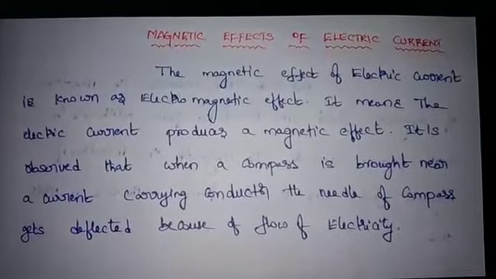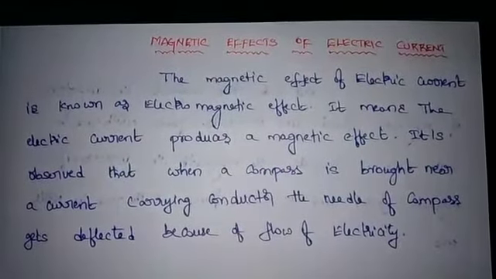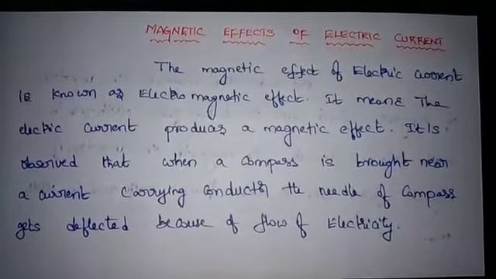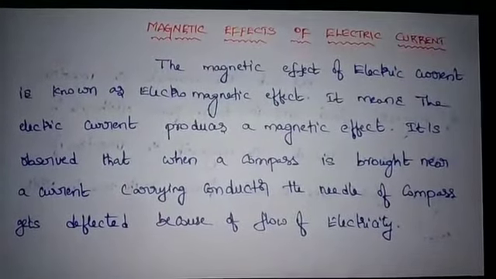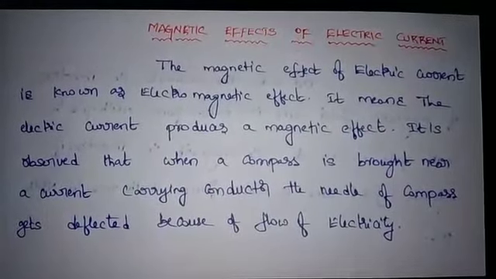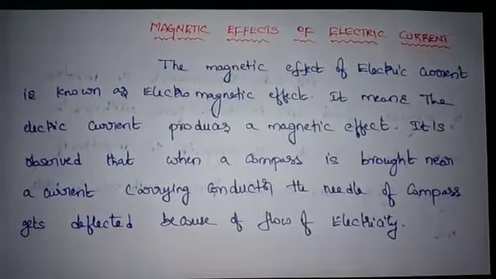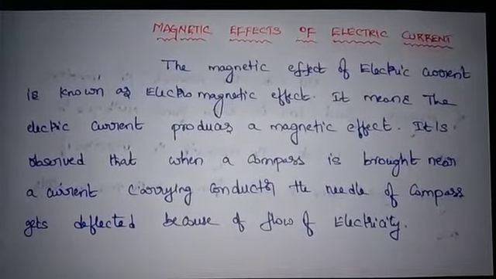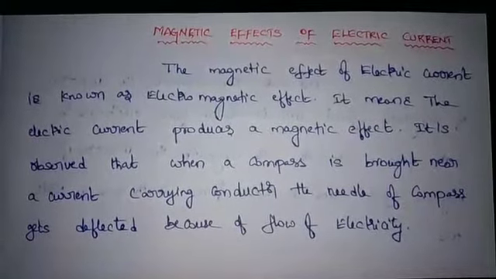Magnetic effects of electric current. The magnetic effect of electric current is known as the electromagnetic effect. That means both electric field and magnetic field have to be together. So that's why we call it the electromagnetic effect.